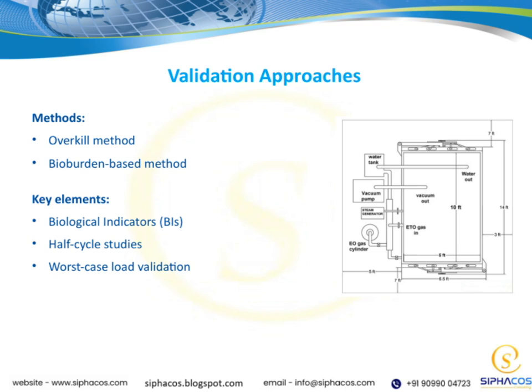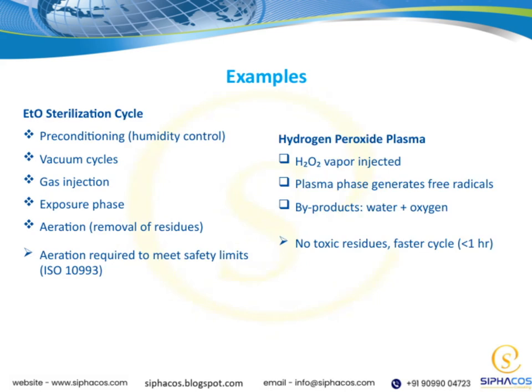Finally, worst-case load validation is about challenging the sterilization process with the most difficult loads to sterilize, those with the highest bioburden, the most complex configurations, or the most resistant microorganisms. Validating under these conditions gives us confidence that the process will work reliably under normal circumstances. All these elements tie back to the overall goal, ensuring patient safety and product efficacy through rigorous, scientifically sound validation methods. Now, let's take a closer look at hydrogen peroxide plasma sterilization.